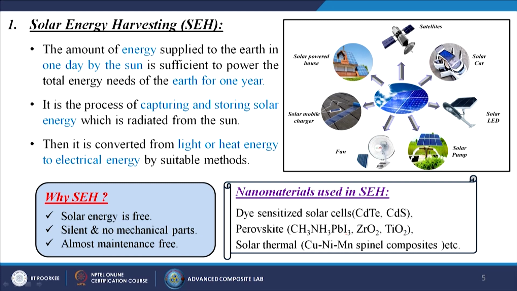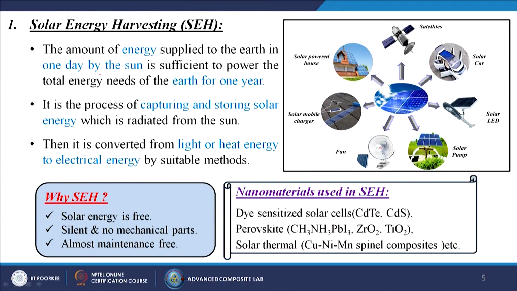Now, in energy harvesting systems, the first thing that comes to our mind is solar energy harvesting. As I told you already, the sunlight is coming onto the earth, but we are unable to utilize the whole sunlight. So the wastage is too much. If we are able to store that wasted sunlight and convert it into energy or electricity, that will be great.